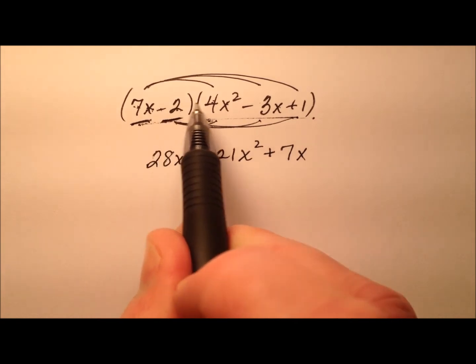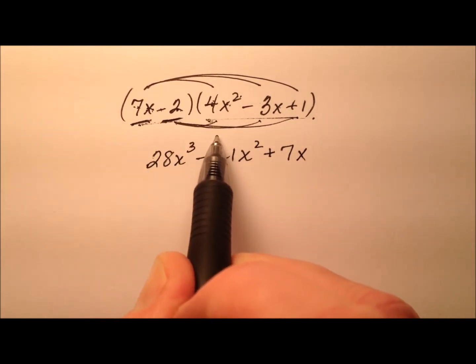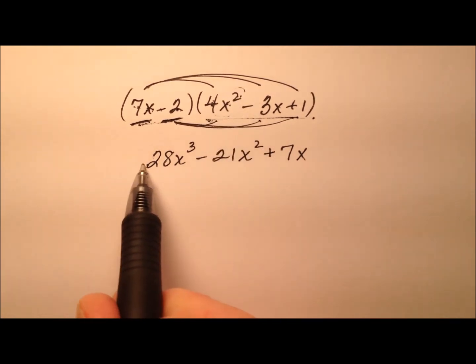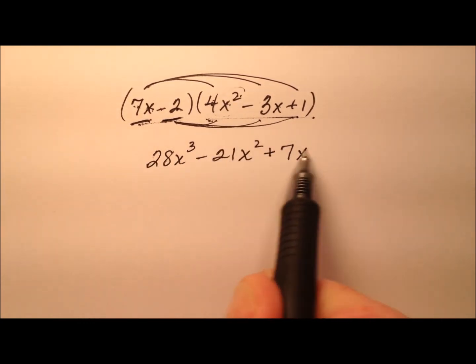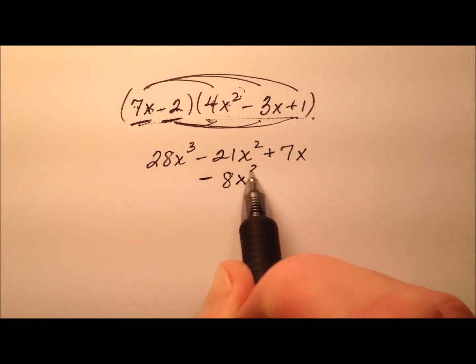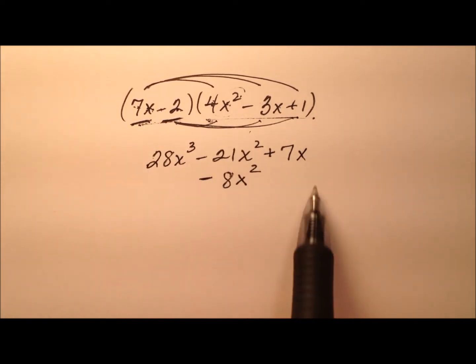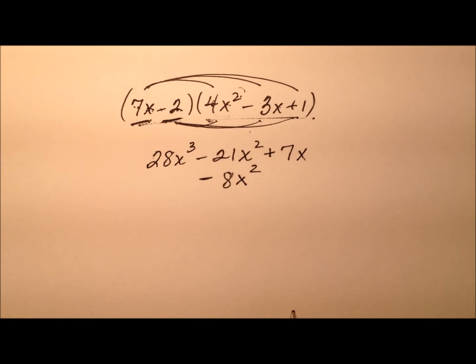So negative 2 times 4x squared. Well, the negative 2 times the 4 makes negative 8, and it's x squared. So what I'm going to do is look for the x squared term, and here it is, and I'm going to write that negative 8x squared underneath that x squared term. So in this fashion, then, we can align vertically all of our like terms.